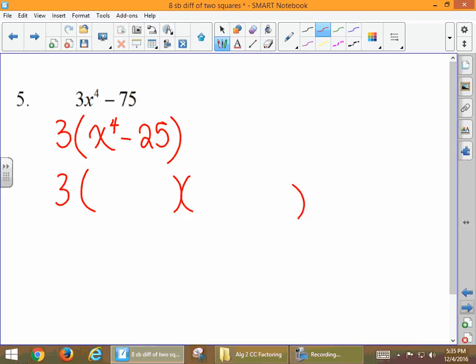And remember, when we factor, we want to have the same factors in each parentheses, just with different signs. So how are we going to break x to the 4th up? Well, we're going to break it up into x squared times x squared. And 25 is going to be 5 times 5. Difference between two squares, different signs. Make one of the parentheses with a minus, make the other parenthesis with a plus.